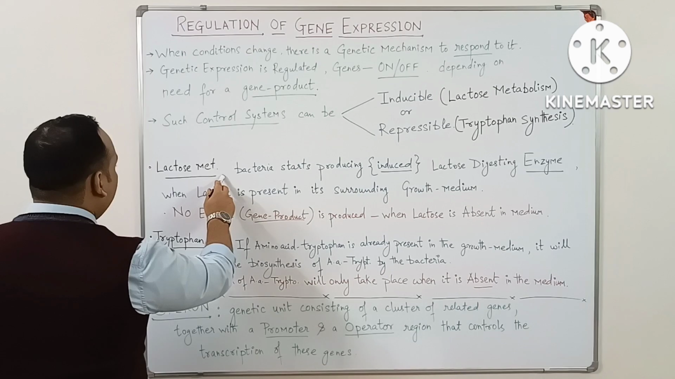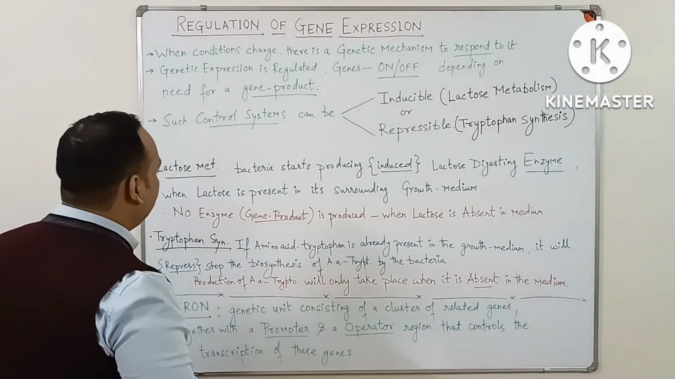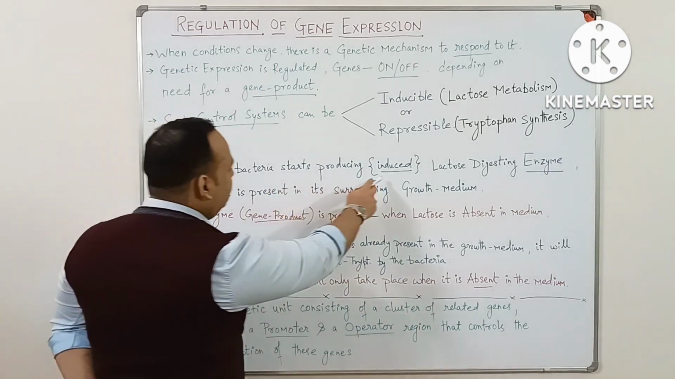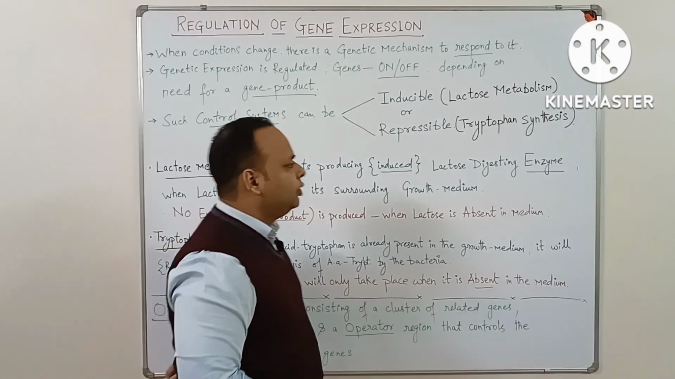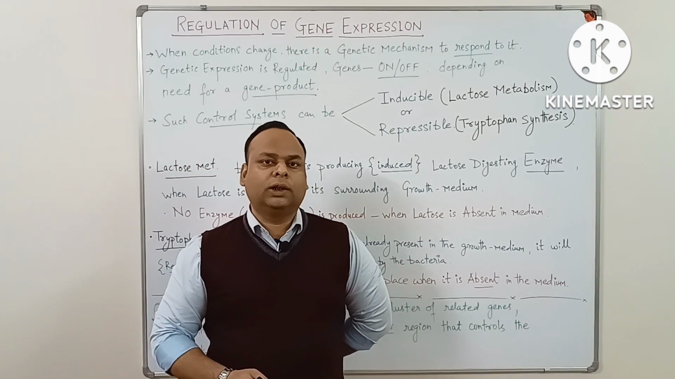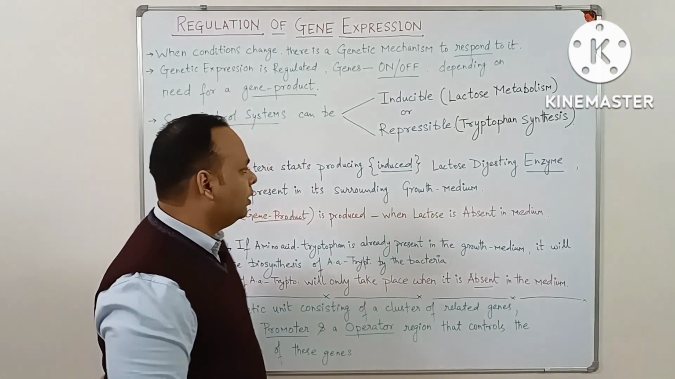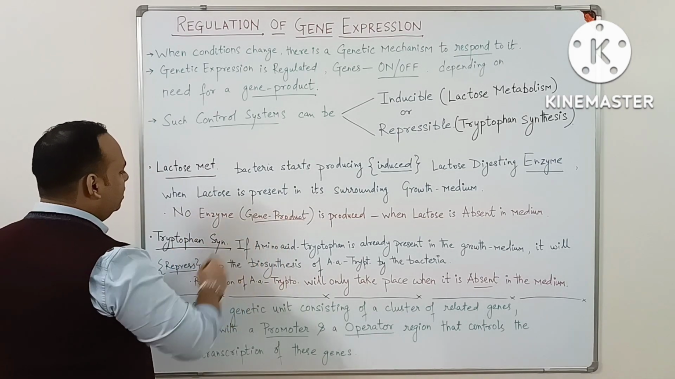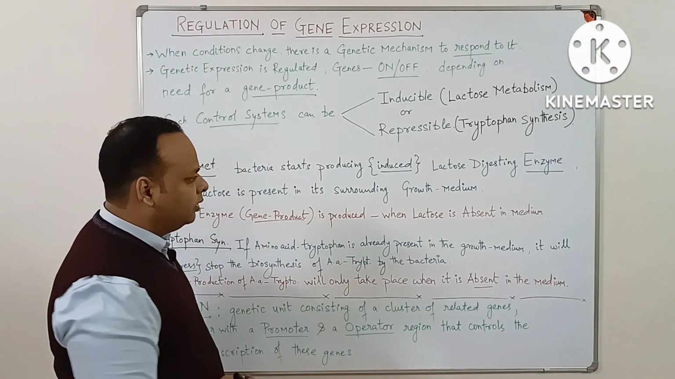Lactose metabolism is an example of an inducible kind of control system where the bacterial gene is induced to produce lactose digesting enzyme whenever lactose is present in the growth medium. Thus, when lactose is absent in the medium, no gene product or enzyme would be produced.